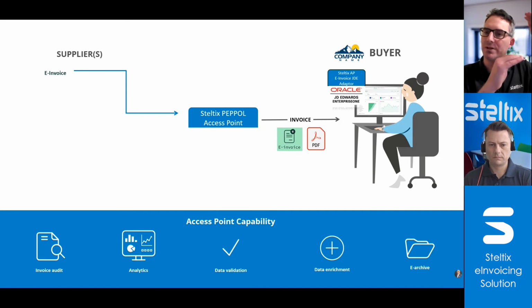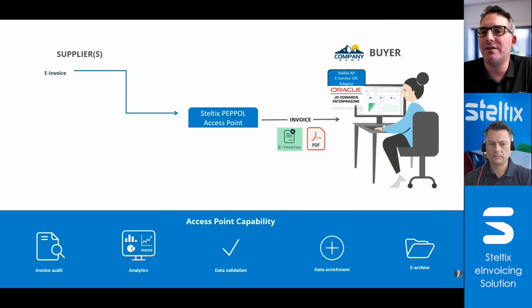So that e-invoice, which was that format we showed before, now is resident or ingested into JDE and is visible in the AP module as both an e-invoice and a PDF. And we've mapped all the fields within our e-invoice to the associated voucher match fields in JDE. And again, we'll show you that shortly. So that's really the Steltex solution that enables e-invoicing for JDE from an AP perspective.